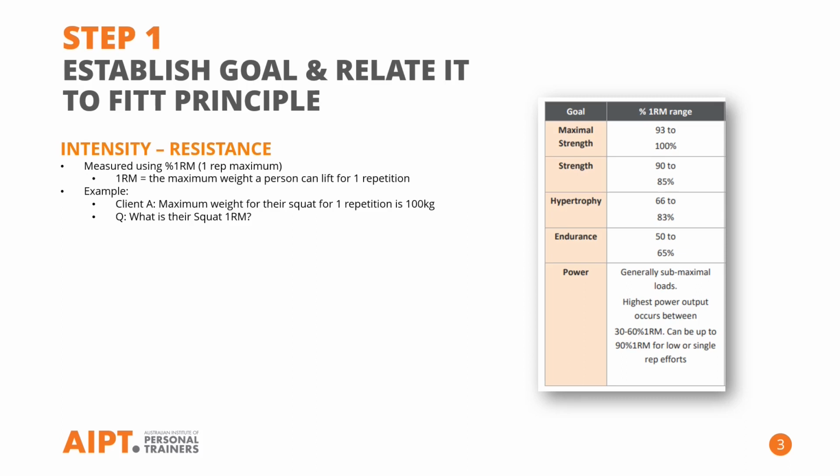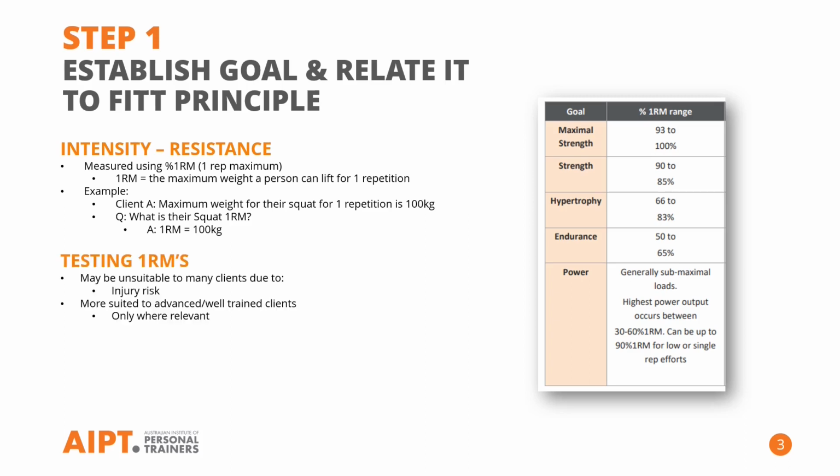So 1 RM is basically just the maximum weight a person can lift for 1 repetition only. So for example, we've got this client and the maximum weight that they can squat for 1 repetition is 100 kilos. So what would their 1 RM be in that case? It's 100 kilos, because that's the maximum weight they can lift.